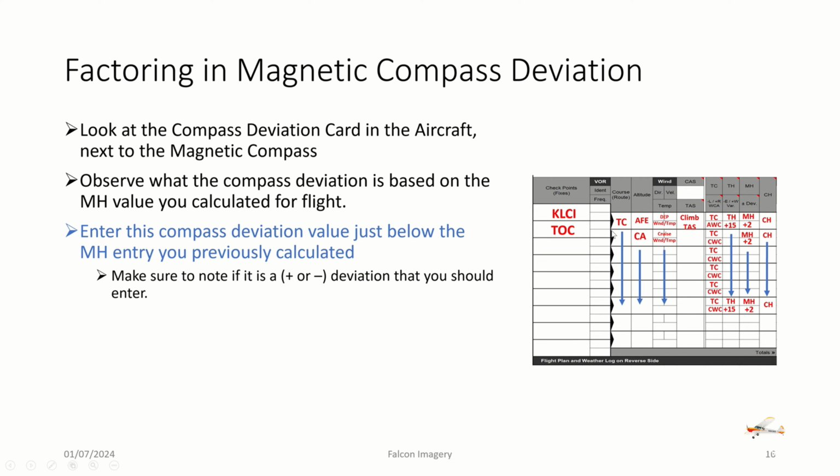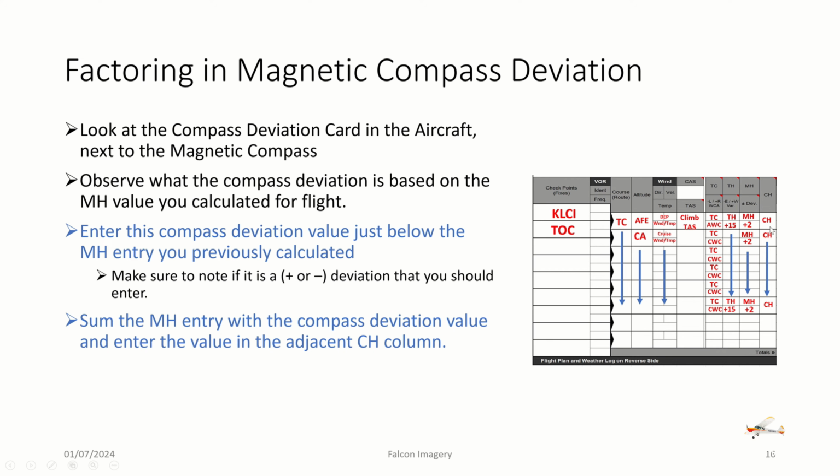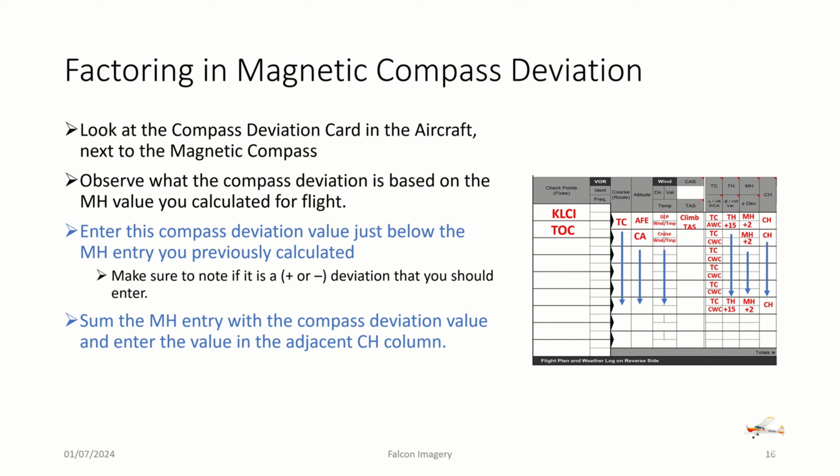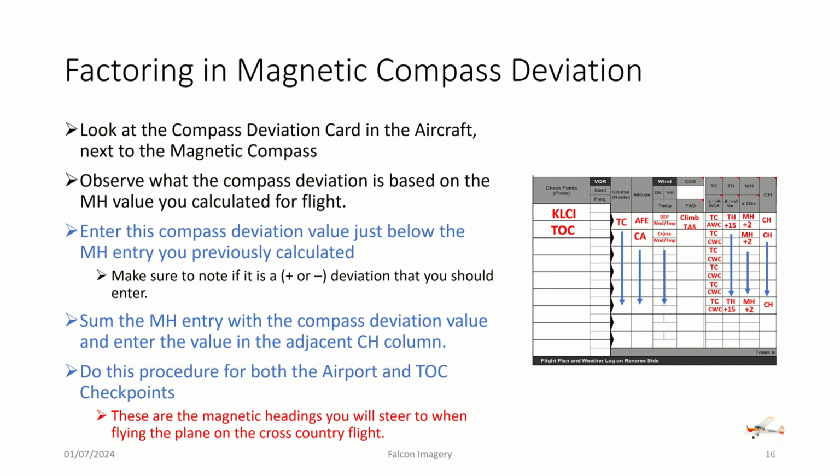Enter this compass deviation value just below the magnetic heading entry you previously calculated. That's represented here by this plus 2. Make sure to note whether it is a plus or minus deviation that you should enter. Sum the two numbers together, the magnetic heading plus the 2 here, and the sum goes in the adjacent column as your course heading. This is the heading that you're actually going to fly in the plane. You're going to see this on your directional gyro or your heading indicator. Do this procedure for both the airport elevation that you're departing from and then at your cruise altitude. And again, these are the directions you're actually going to steer the aircraft when flying the cross-country flight.